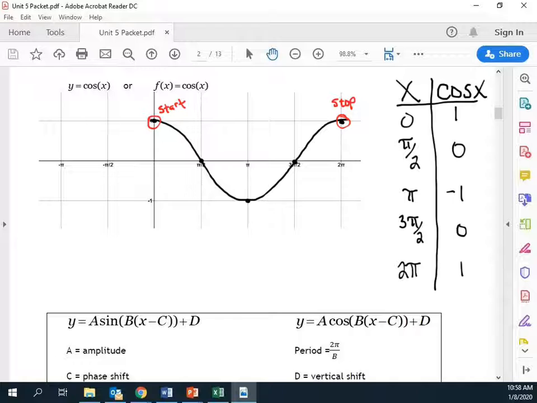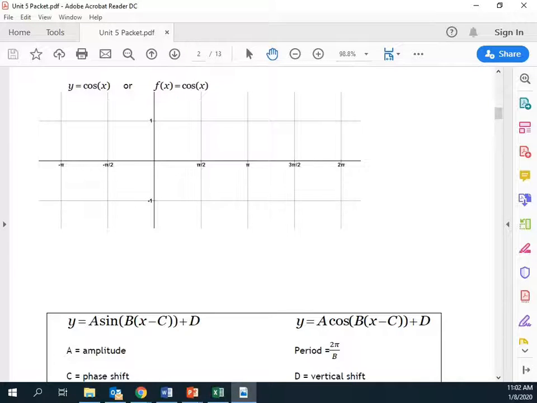No transformations being done. All it is, what's the cosine of 0, cosine of pi over 2. You notice, guys, you have to plot 5 points. You have to plot 5 points in order to come up with a full cycle and graph it in order to make it work. So please be aware of that, 5 points. And usually it's going to be 0, pi over 2, pi, 3 pi over 2, and 2 pi. What are those values? So there's a parent function.